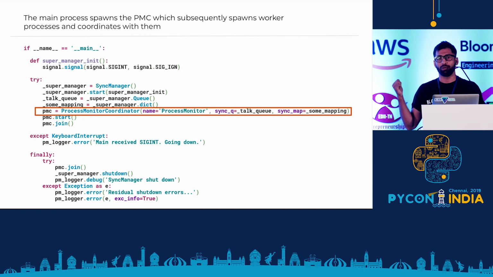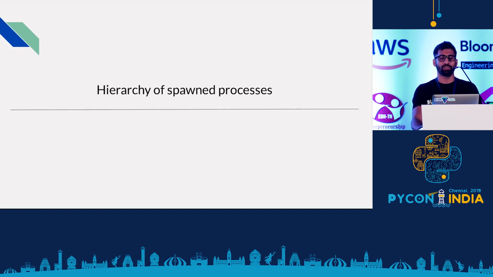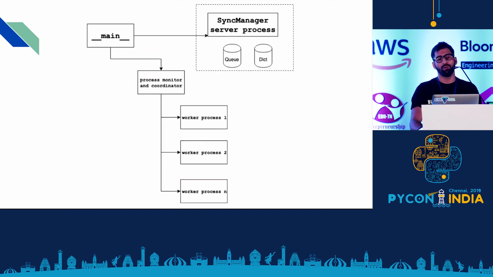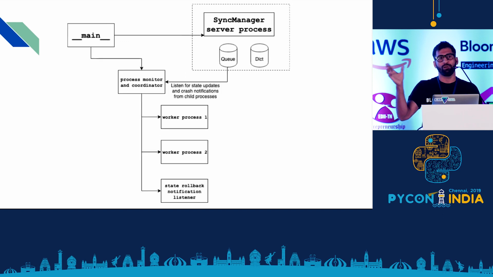This is not exactly our code base. You have a process monitor coordinator, which is launched from the main process. And this process monitor coordinator will do the work of launching child worker processes. The hierarchy looks something like this. A very simple example: three child processes being launched from the process monitor coordinator. The main also launches a synchronized manager server process. Through it, for this example, I'm sharing two data structures. One is a queue, another is a dict or a mapping.